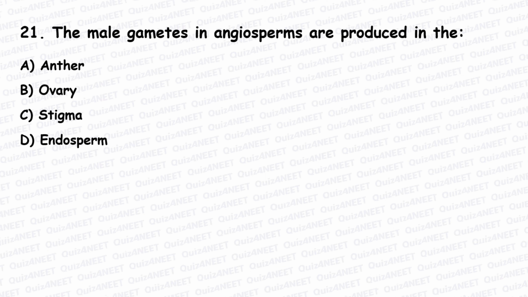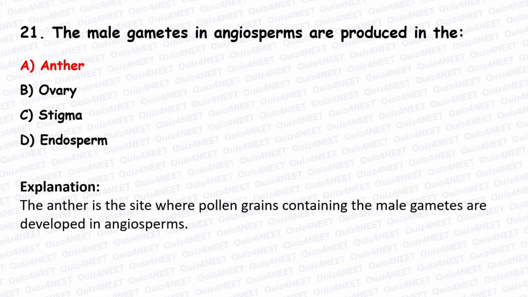21. The male gametes in angiosperms are produced in the A. Anther, B. Ovary, C. Stigma, D. Endosperm. The right answer is A. Anther. Explanation: The anther is the site where pollen grains containing male gametes are produced in angiosperms.